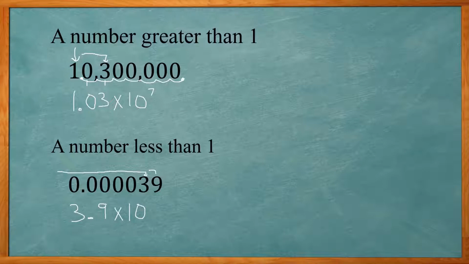Now I need to see how many times the decimal place moved. So right now it's right here, and we moved it right past the right side of the 3. So we moved it 1, 2, 3, 4, 5 times. Now when you're dealing with a number less than 1, the exponent is going to be negative. So we're going to have negative 5 here. Alright, so that's how you change a very large number to scientific notation and a very small number to scientific notation. The number greater than 1 is going to have a positive exponent on the 10. A number less than 1 is going to have a negative exponent on the 10.